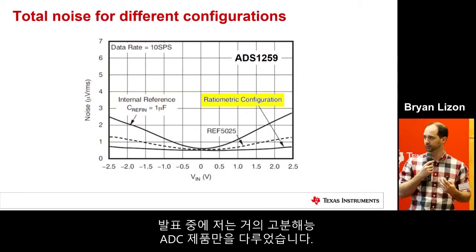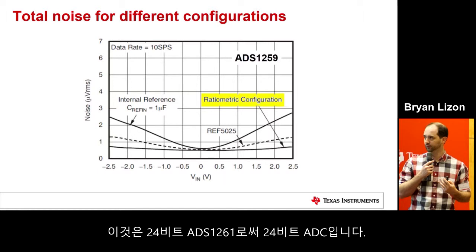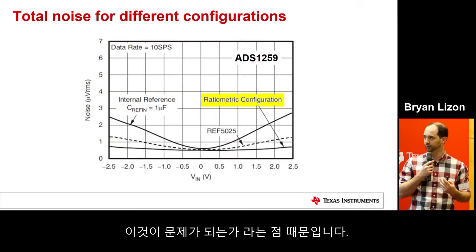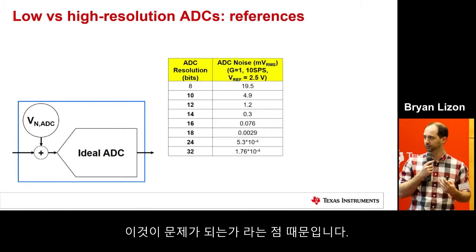So throughout this presentation, I've talked almost exclusively about high-resolution ADCs. The ADS1261 is a 24-bit ADC. The reason I chose those is because a little bit of reference noise is very apparent for a 24-bit ADC. But the question becomes, does this matter for an 8-bit ADC or a 16-bit ADC?